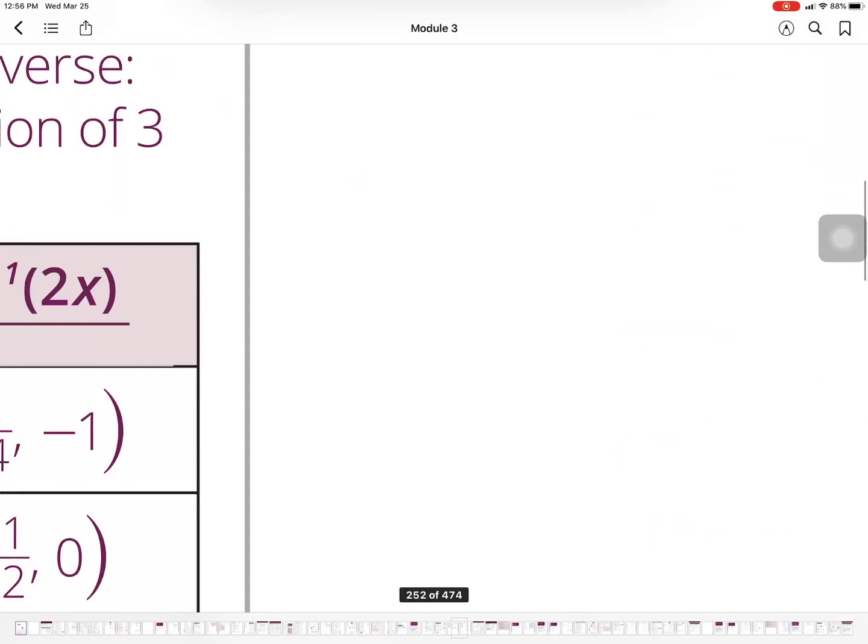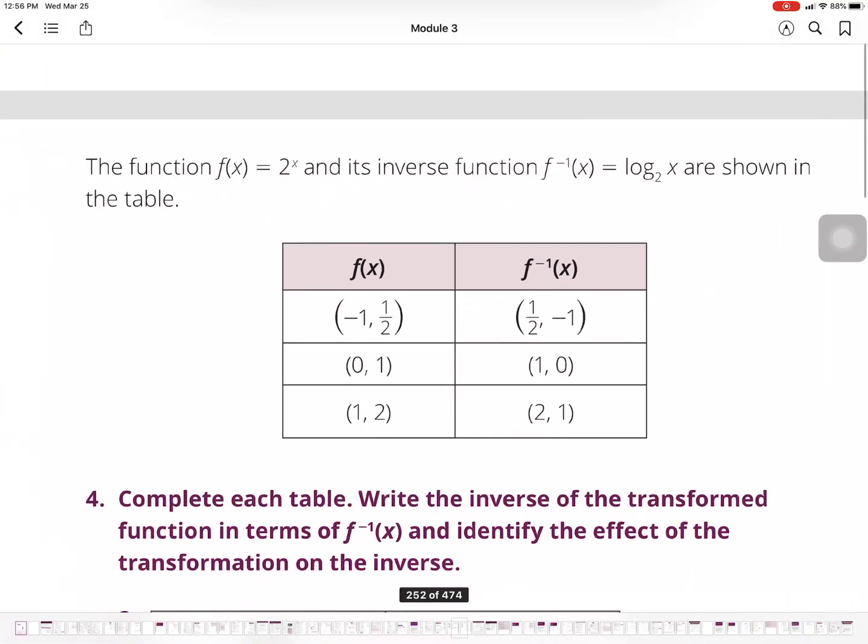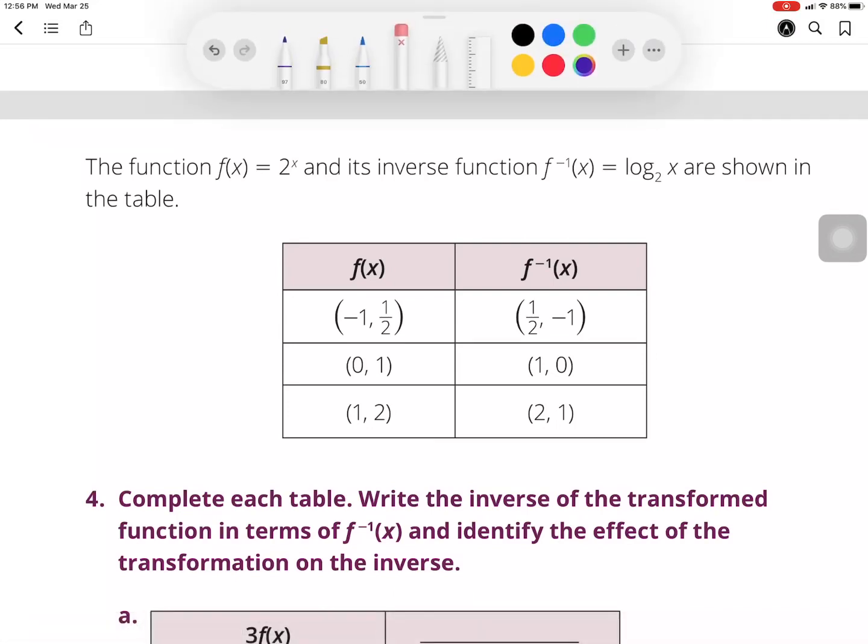So at the very top we have the exponential function 2 to the x, and its inverse, by now you should know, is the logarithm. Here's a chart of 2 to the x. When you plug in 2 to the negative 1, anytime you have a negative exponent, you're going to write it as a fraction. You go 1 over 2 to the 1, and that becomes 1/2. Then the next point, 2 to the 0 gives you 1, and then 2 to the 1 gives you 2.